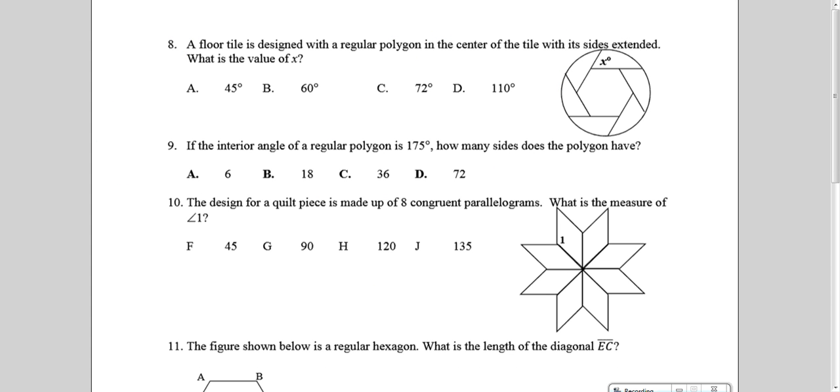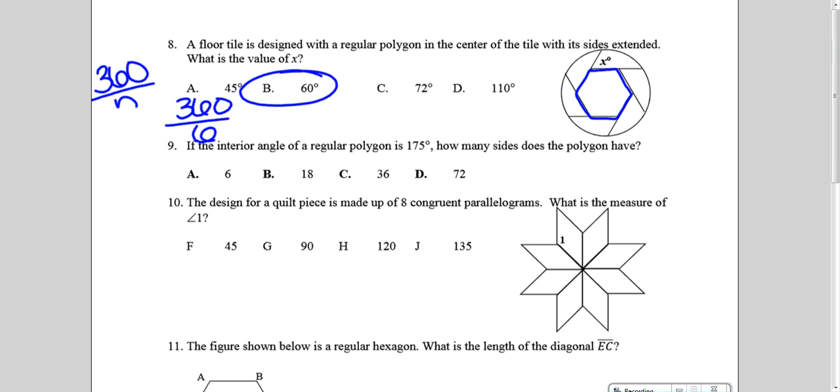A floor tile is designed with a regular polygon in the center, with its sides extended. What's the value of x? Well, first, we know x is an exterior angle, so we're going to do 360 divided by n. But what is n? Let's look at that. 1, 2, 3, 4, 5, 6. We have a hexagon, so this is going to be 360 divided by 6. So each exterior angle would be 60 degrees.